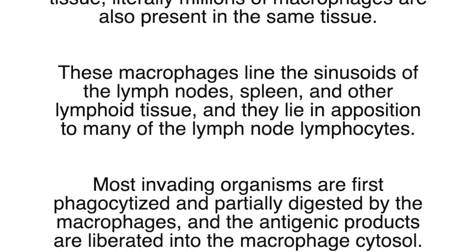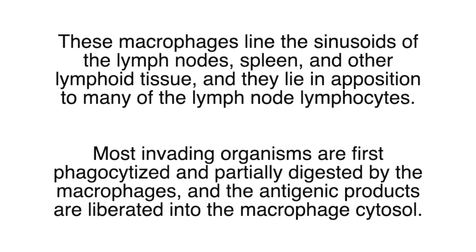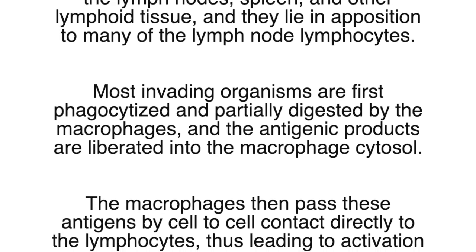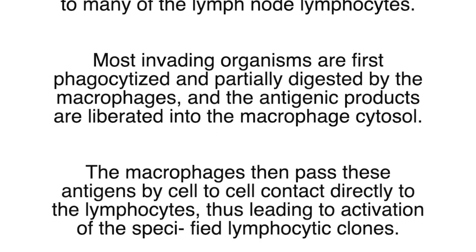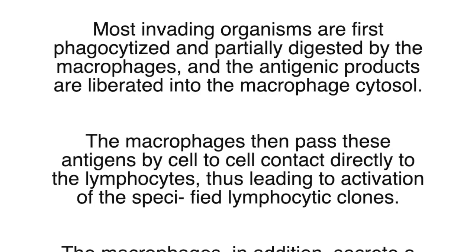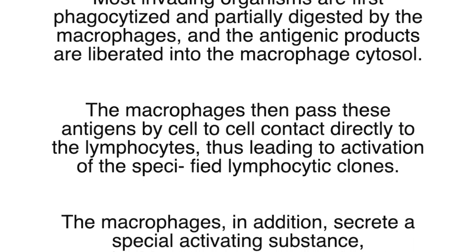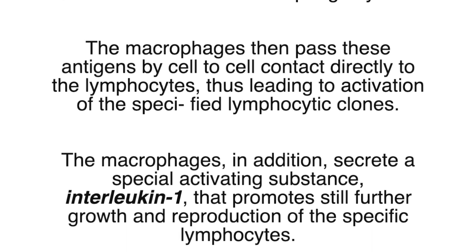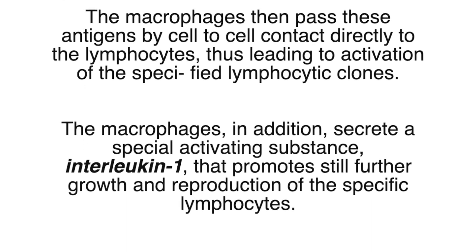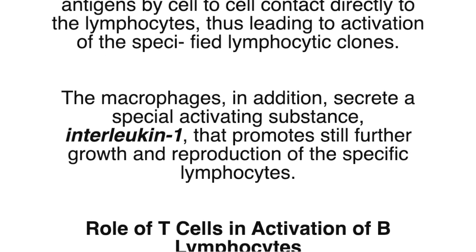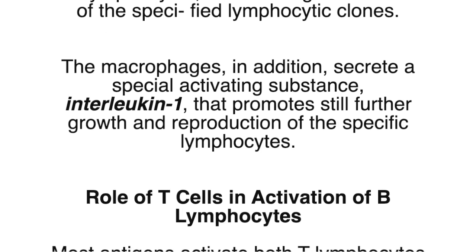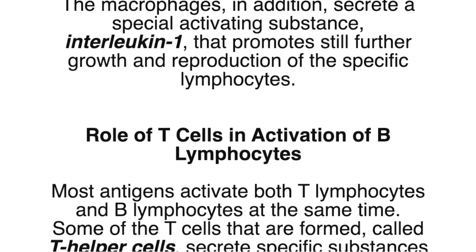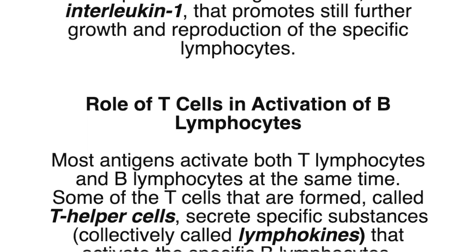Most invading organisms are first phagocytized and partially digested by the macrophages, and the antigenic products are liberated into the macrophage cytosol. The macrophages then pass these antigens by cell-to-cell contact directly to the lymphocytes, thus leading to activation of the specified lymphocyte clones. The macrophages, in addition, secrete a special activating substance, interleukin-1, that promotes still further growth and reproduction of the specific lymphocytes.